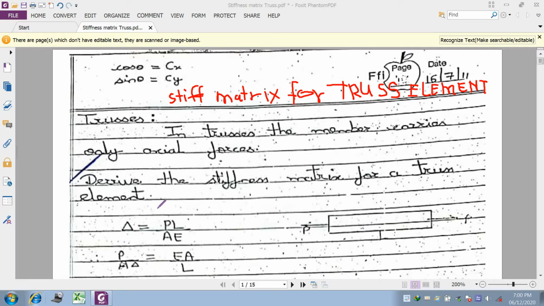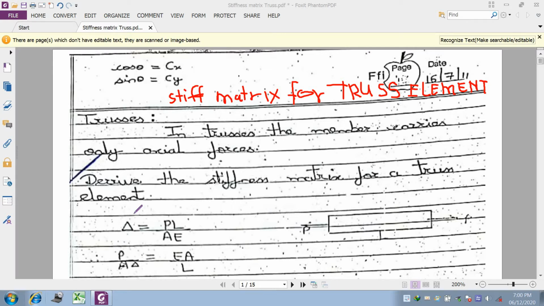As shown on the screen, a truss is a member which carries only axial forces. What is the meaning of that? In a truss element, whatever truss we are given, we are concerned with the axial forces only. There will be no effect of bending and shear in the case of a truss element. This is the most vital part that you must understand.